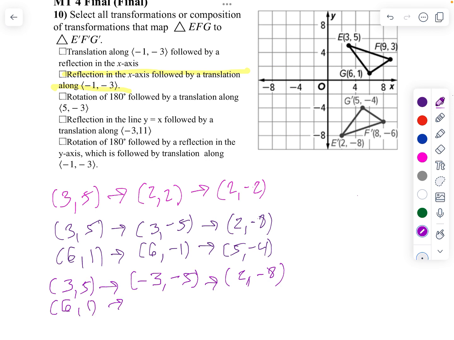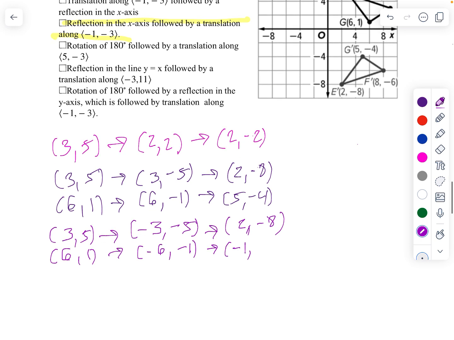So that'll be -6, -1. And if I add 5, I'll get -1. Uh-oh, that doesn't match up, does it? Because I'm supposed to get 5, -4. So that one does not match up. So that's why we want to check it twice.